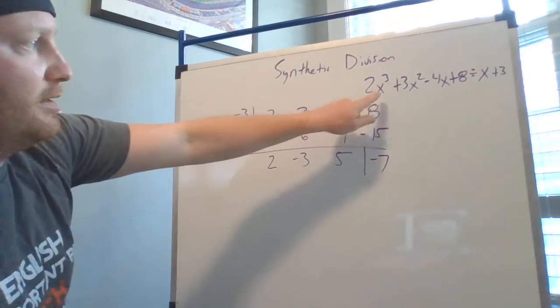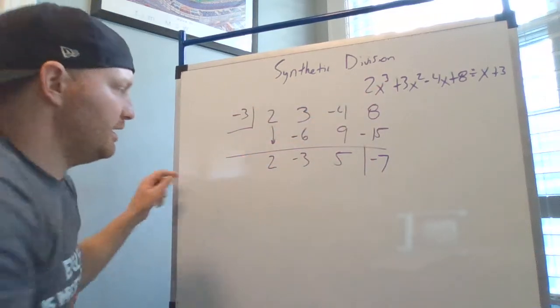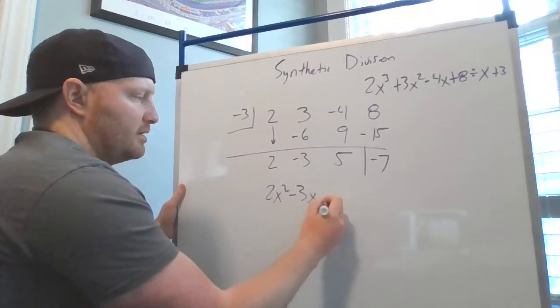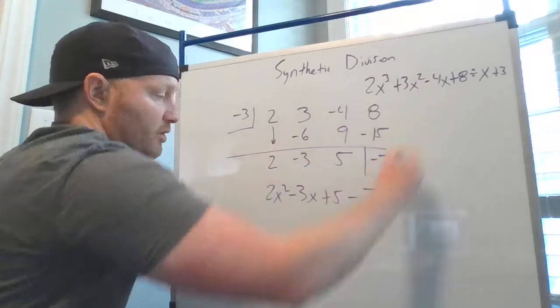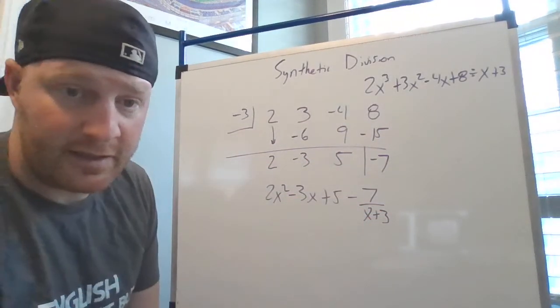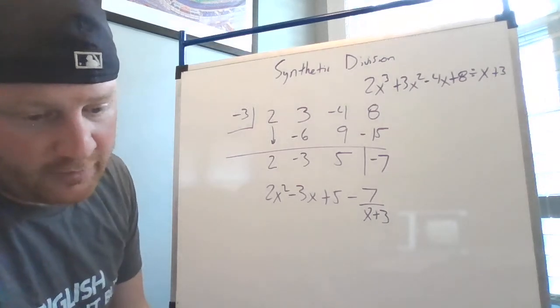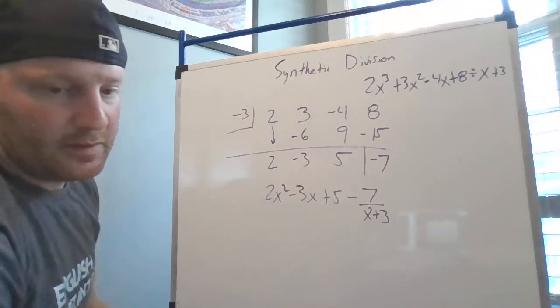So the way you write your final answer, because this was power 3, we know this is now 1 less. So now this is 2x squared minus 3x plus 5 minus 7 over this quotient, x plus 3. Done and done. That's how you do that one. Now let's get a little more difficult. Okay, next one.